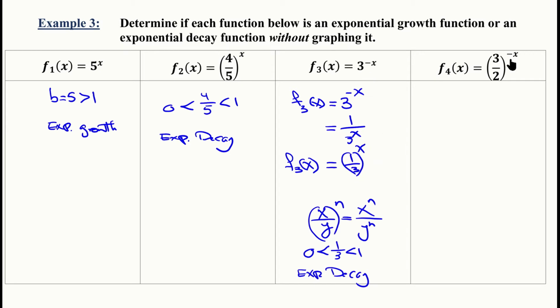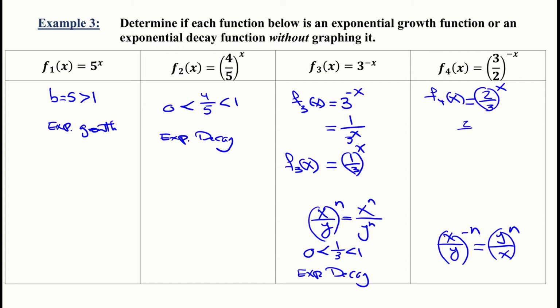Once again, here we notice that we have a negative exponent on the fourth function, so we go ahead and write f4 of x using the rule we saw earlier, that if we have (x over y) to the negative n, that's the same as (y over x) to the n. So we notice that we can do that here and say this is equal to (2/3) to the power of x. So once again, we notice that once we do the proper conversion, the 2/3 falls between 0 and 1. Therefore, this is also representing an exponential decay function.